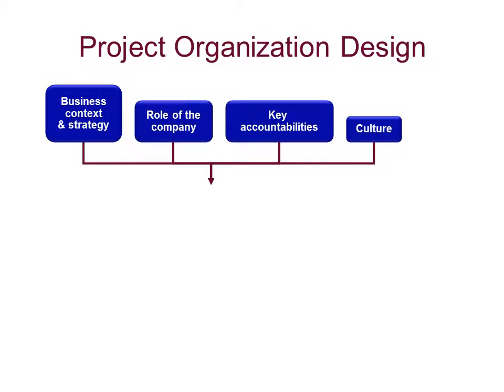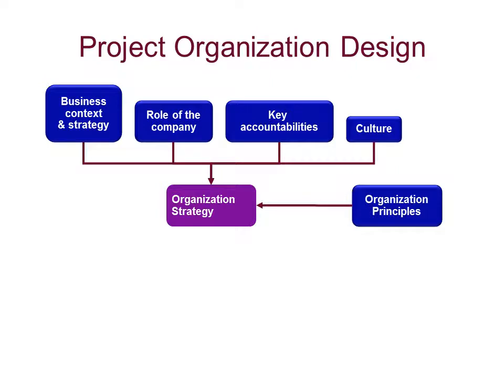So let's think about project organisational design. We'll start with some of the things which are feeding into any organisational design. So the business context and strategy, the role of the company, what the company's trying to achieve, what its objectives are, what its strategy is, key accountabilities, who's responsible for what, and the culture of the organisation. This leads to an organisational strategy. Okay, and organisational principles will feed into this as well. This leads to an organisational structure.